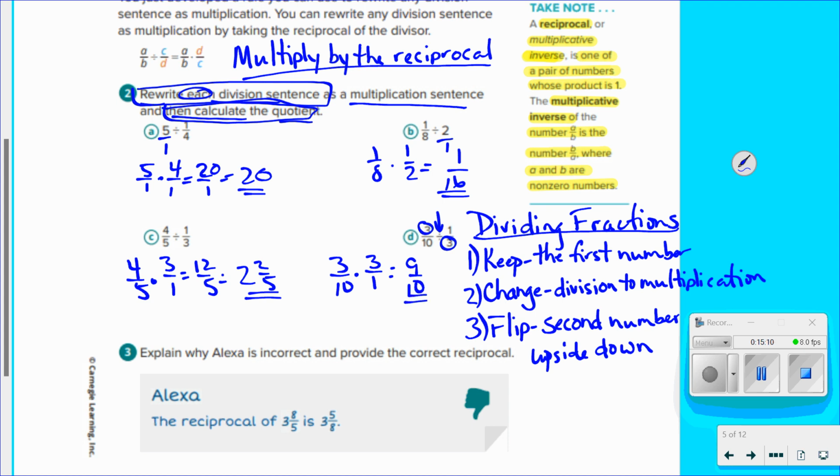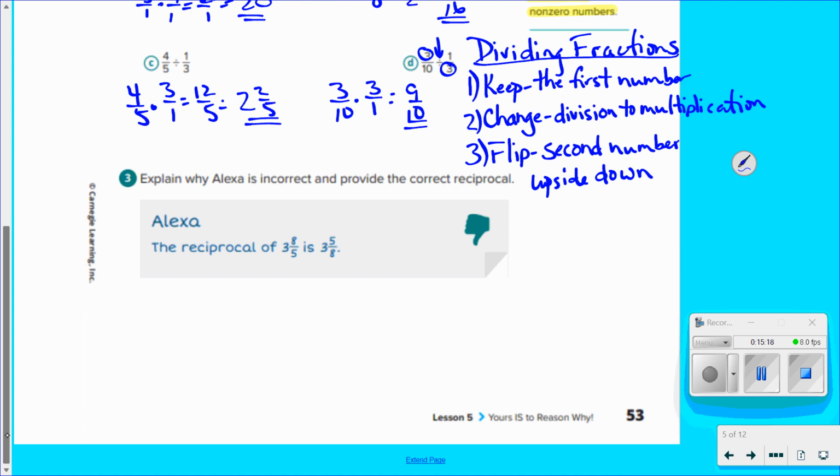Everybody good? How many got all 4 of them right? Good job, guys. That's actually pretty impressive. Okay, how many of you got a chance to look at what Alexa did? Ben, did you figure out what you did wrong? Yeah, she forgot making improper fractions. Excellent. For the reciprocal, I have to do it as an improper fraction first.